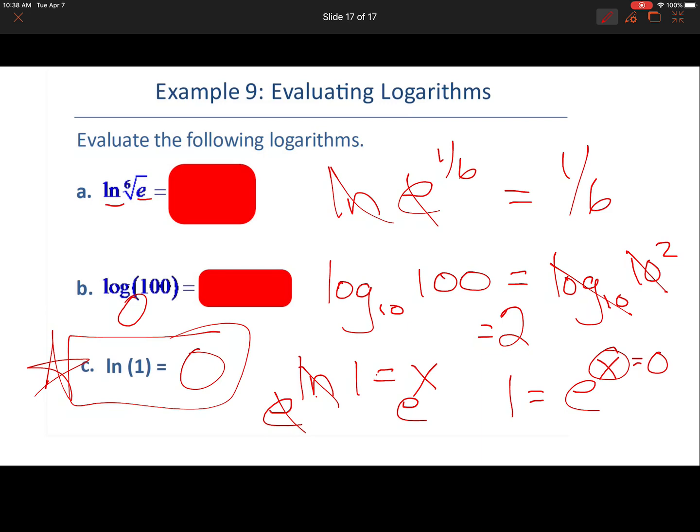The natural log of 1 is 0. Any log of any base of 1 is 0. But definitely you'll see the natural log of 1 is 0 quite a bit.